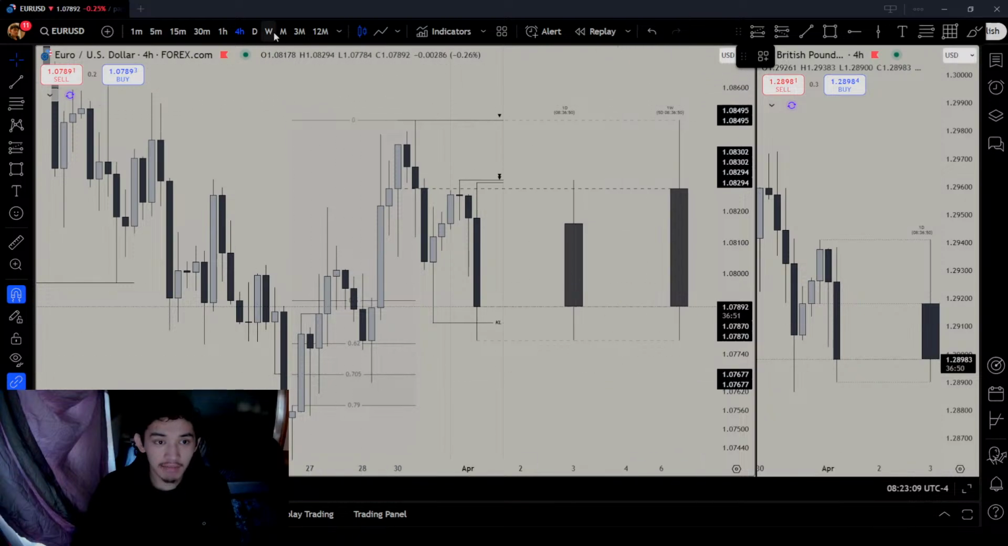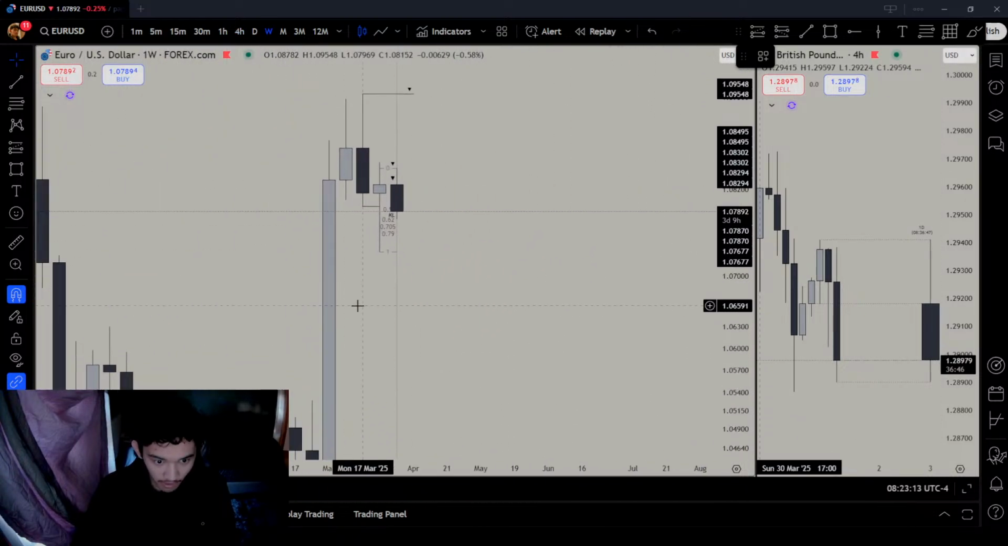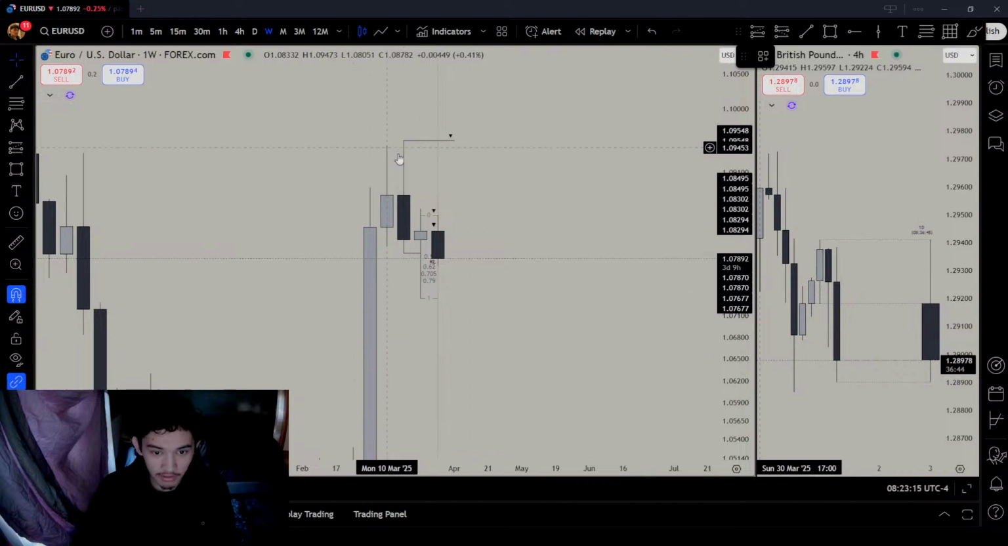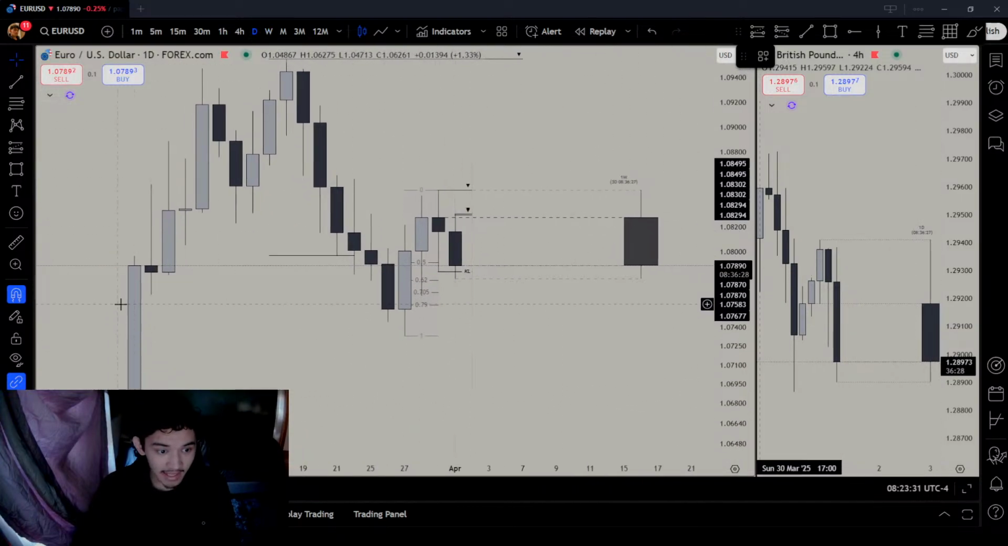But let me give you guys my analysis paralysis for the day. We have a weekly IRL to ERL, weekly CRT to the upside with a third candle of the weekly CRT. First candle is going to be accumulation, second manipulation, third candle is going to be expansion. You always want to buy below a third candle opening price. Daily, we have a daily IRL to ERL, daily CRT to the upside.